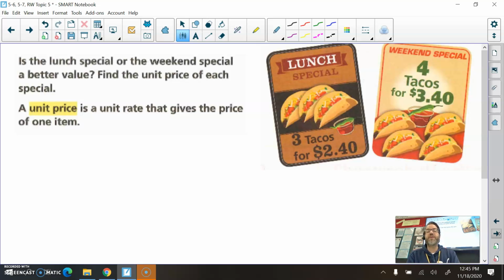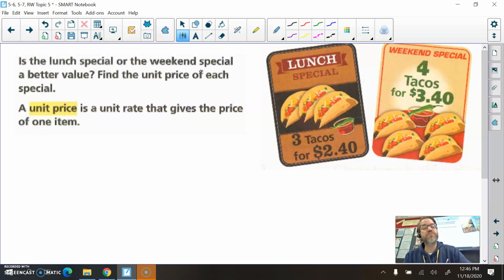Look at these two lunch specials. We have a lunch special for tacos, 3 tacos for $2.40. But there's a weekend special. You can get 4 tacos for $3.40. Is the lunch special or the weekend special a better value? We're going to find the unit price of each special. And again, the unit price is a unit rate when we're dealing with money. It gives the price of just one item. So we're finding the price per taco.